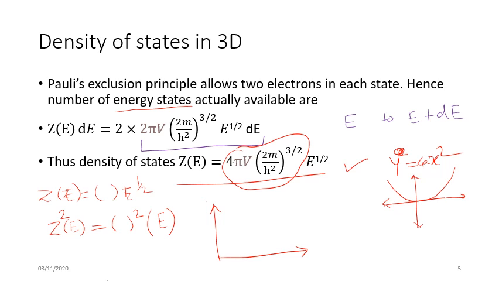So this equation is something like this. Suppose I have an equation like y square is equal to 4a into x. So this is a parabola which is open towards the positive x-axis. If a negative sign is there, then it is open towards the negative x-axis. So if I plot it here, it will be something like this.